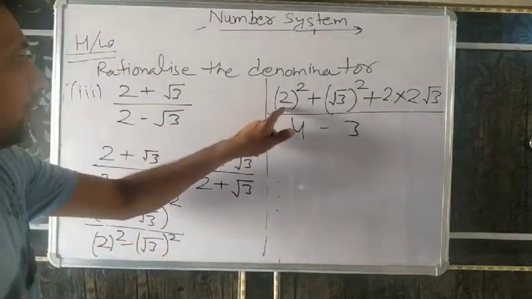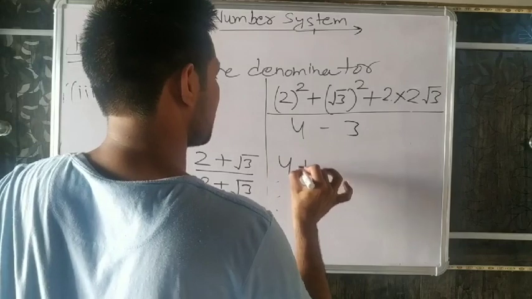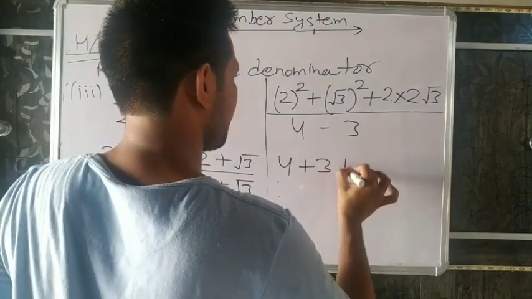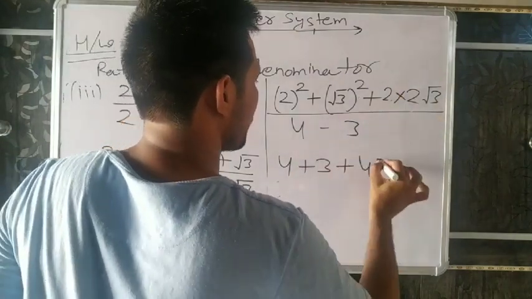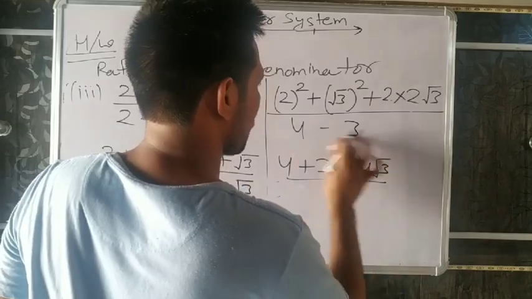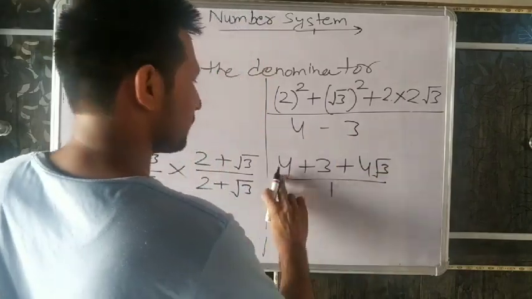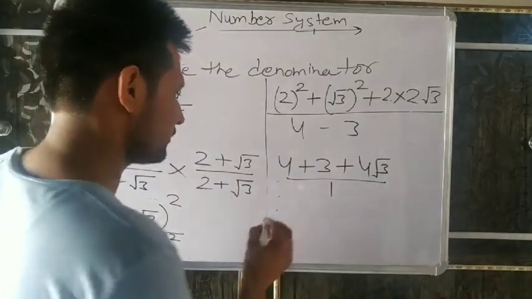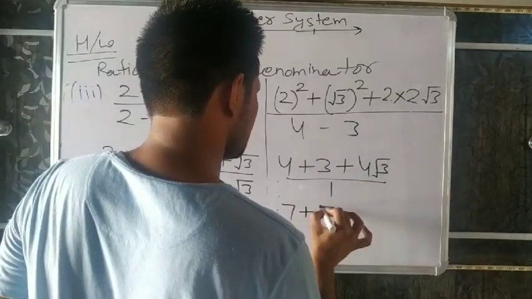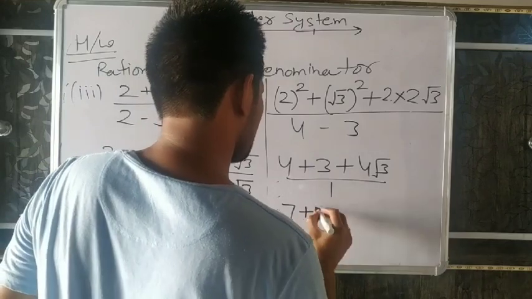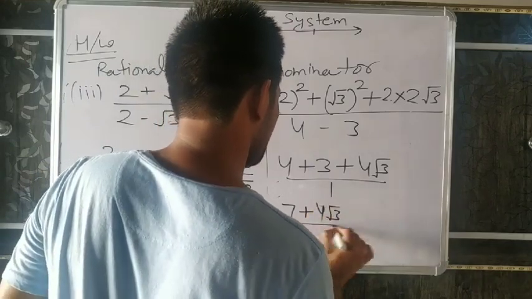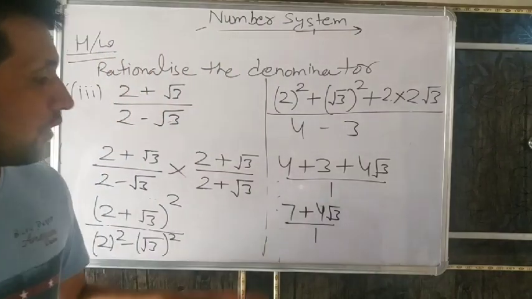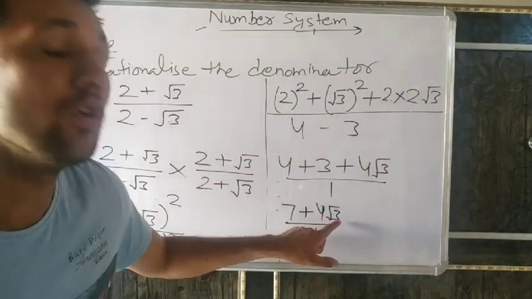So now open: 2 square 4, plus root 3 square 3, plus 2 into 2, 4, into root 3. Denominator: 4 minus 3 is 1. Next, 4 plus 3, adding like terms, is 7. 7 plus 4 root 3, divided by 1. And now 7 plus 4 root 3.